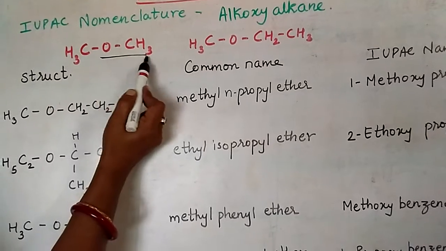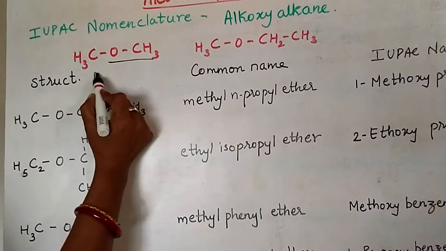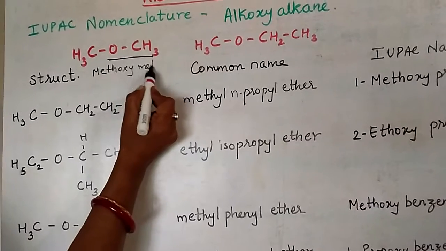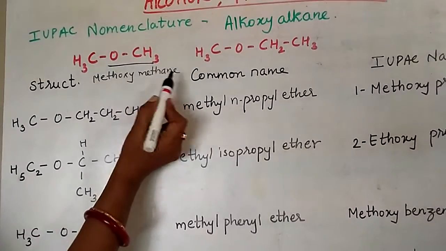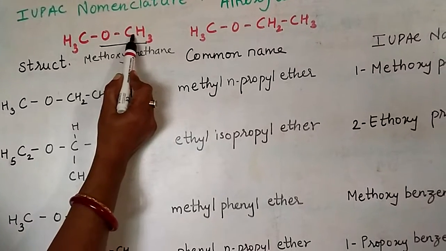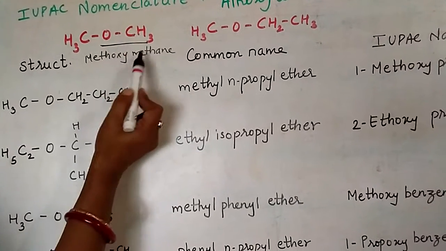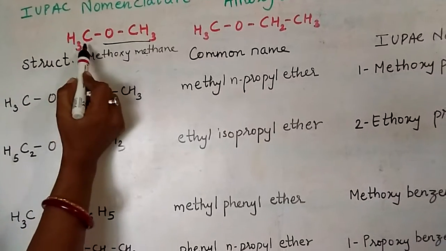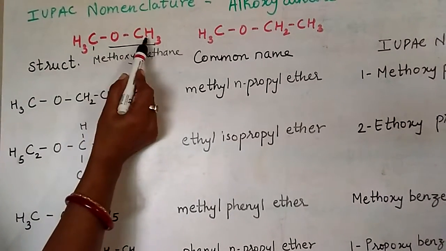Now this compound will be called as methoxy. This will be called as methoxy and methane. This is methoxymethane. The reason for this is oxygen with one carbon, so methoxy, and methane because the remaining other alkyl group has only one carbon, so this will be called as methoxymethane.